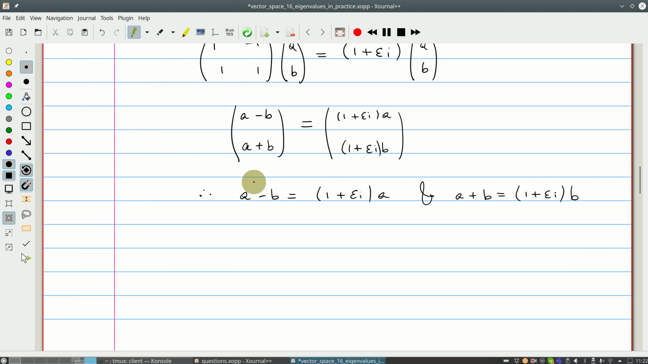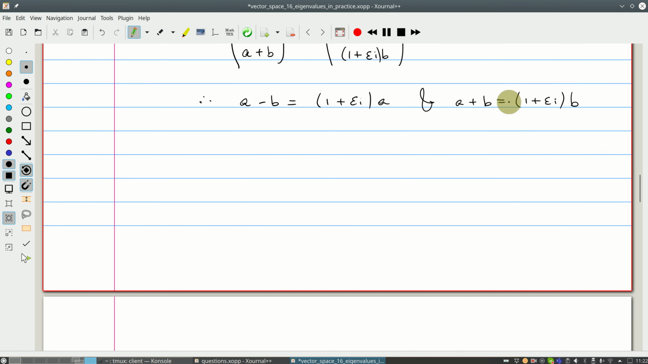Now I'd leave it to you to show that these two equations are actually the same. So you can choose either one of them. You don't get any more information by considering both. So I'm going to pick the second one. So from here, therefore, a is equal to, if I bring b to the other side, epsilon i times b. And that's the only bit of information you're going to get from these two equations.